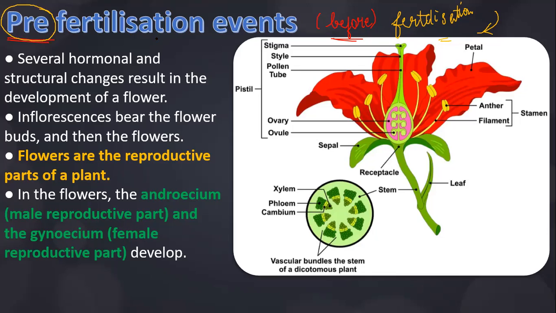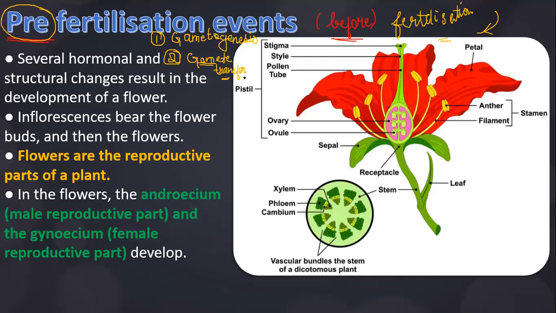events. The pre-fertilization events consist of two main components. First one, the gamete formation, which you will call gametogenesis. And the second one is the gamete transfer. The gamete transfer we would discuss in the next class. Today we will be discussing all the things related with gametogenesis.